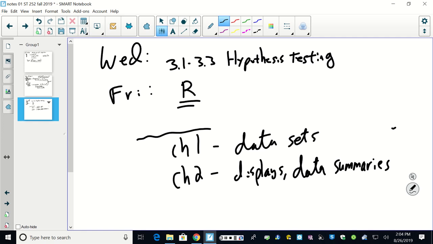We won't do all the details that are there. The different displays and data summaries, we'll say things about those as we go through different examples. We don't necessarily need to do all the types of plots and all the data summaries right at the start to get started on a little bit of hypothesis testing. So these two are always going to be kind of resources as we get going.